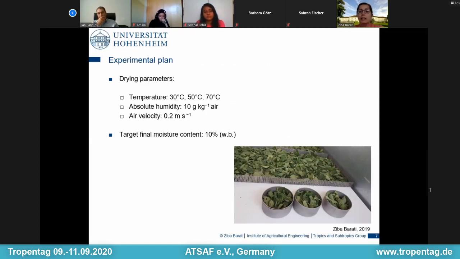The stinging nettle was dried at different temperatures of 30, 50, and 70 degrees Celsius. Air velocity and absolute humidity of the air were kept constant. Absolute humidity was 10 grams per kilogram of air, and air velocity was 0.2 meters per second. And the target final moisture content was 10% wet basis in our study.